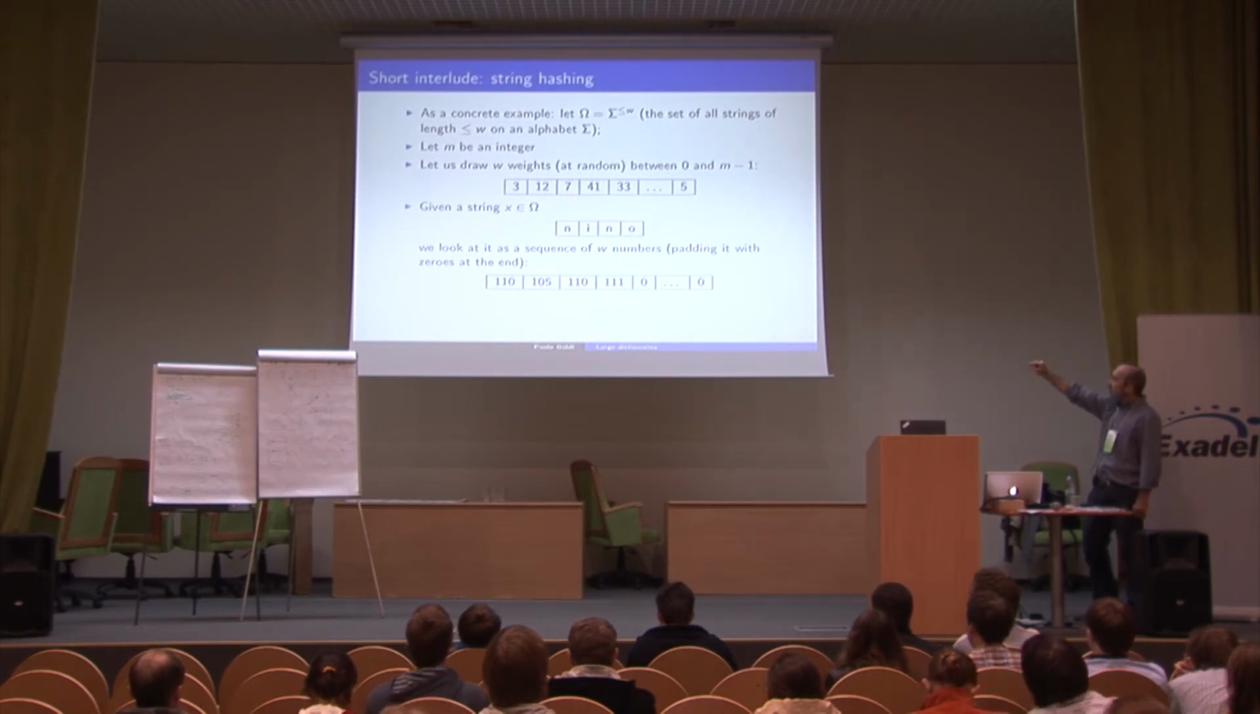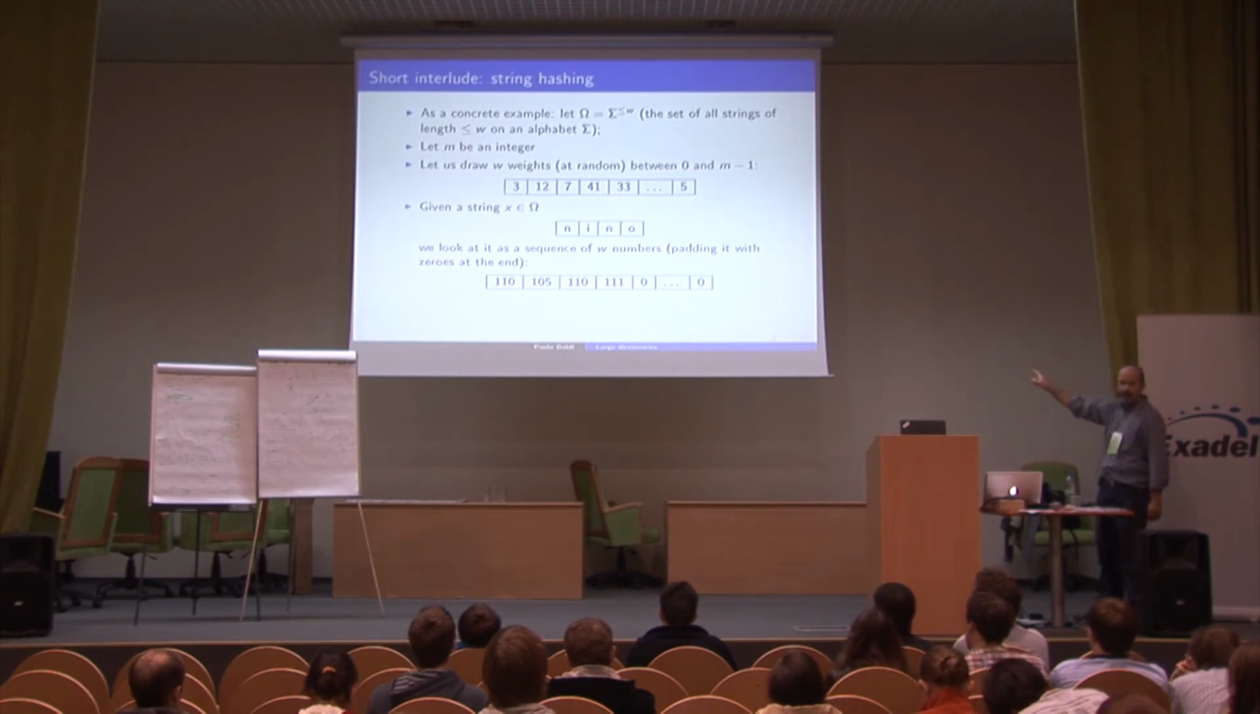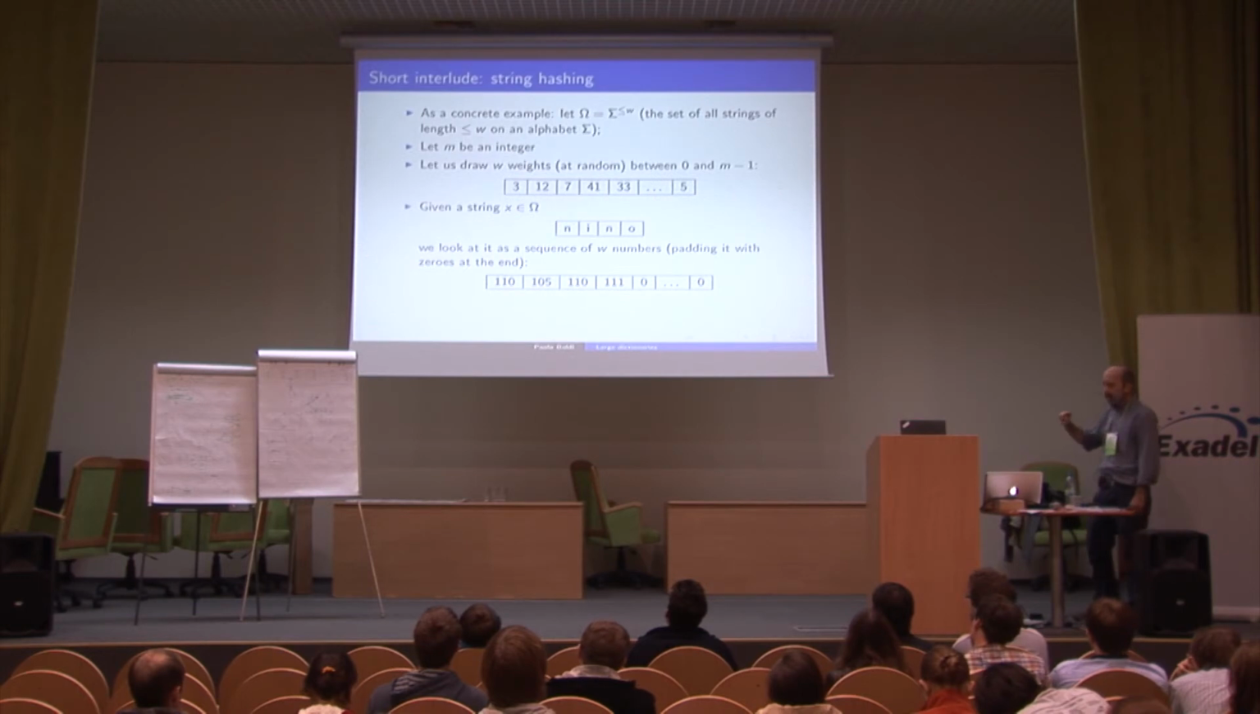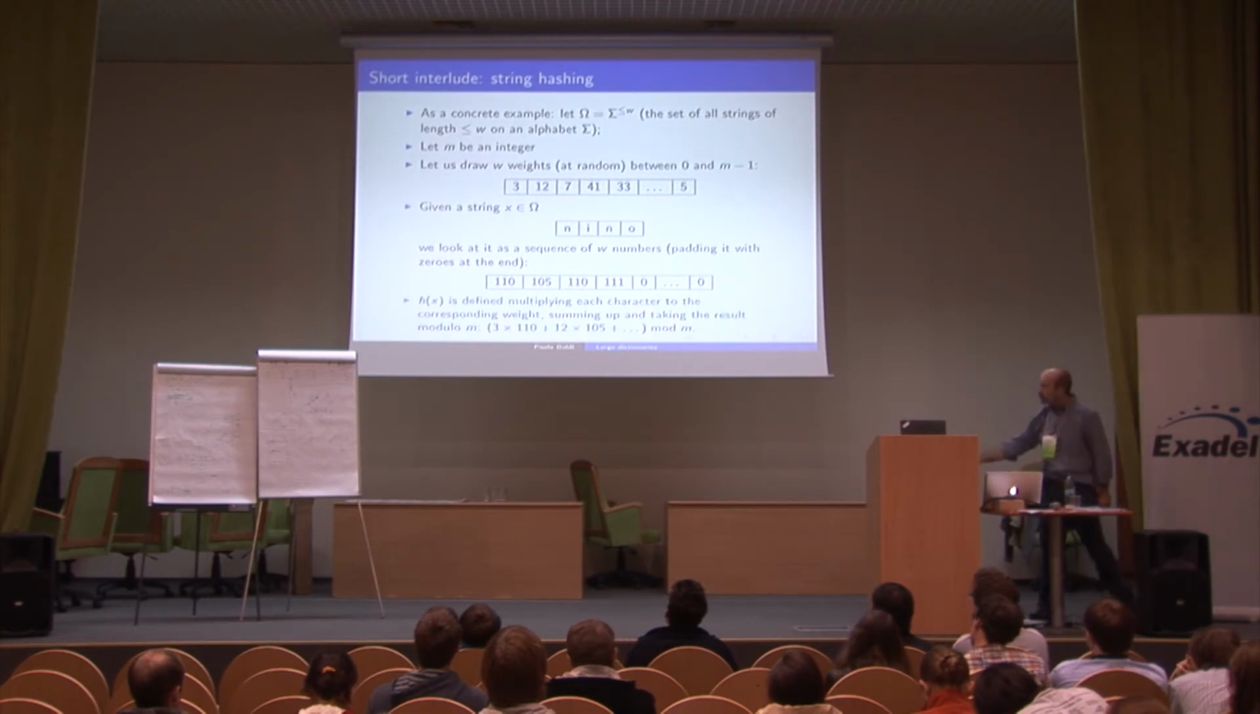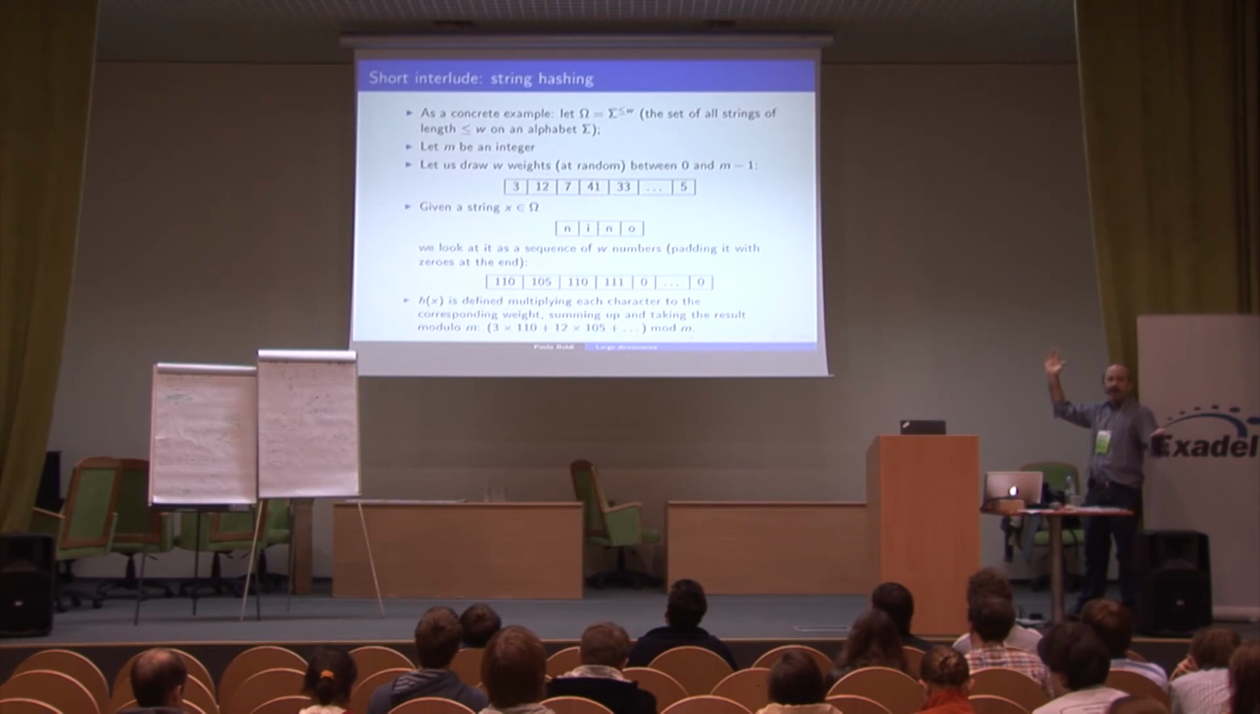So every character corresponds to a number. Then you take the number that corresponds to this specific character. In this case, it's 110, 105, 110, 111. You multiply each by the corresponding weight, and you sum all of them modulo m. So you do this computation: 110 times 3 plus 105 times 12 plus and so on, modulo m. And you get a number that is something between 0 and m-1.